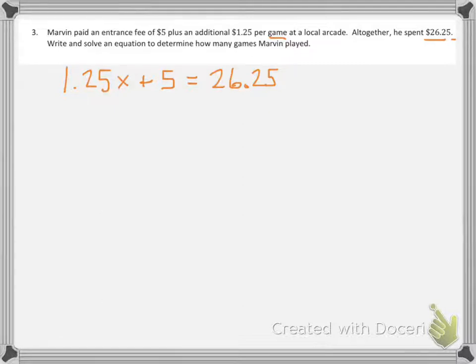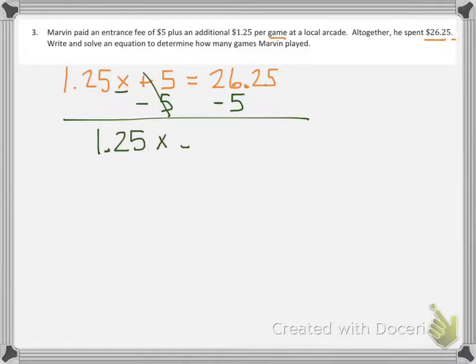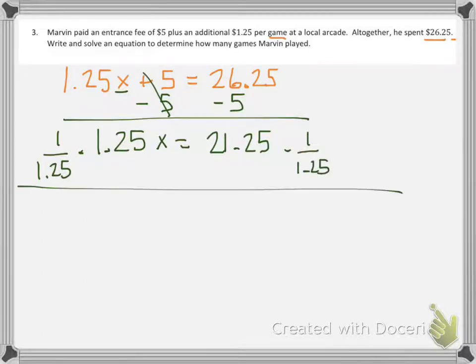So let's go ahead and do that. I've got just one variable on the left side, so I can start isolating. Subtract 5 from both sides, and the 5's cancel. I get $1.25 times X is equal to 26 minus 5, which would be $21.25. Then I just multiply by the reciprocal, 1 over 1.25, and that isolates my variable. I get X equals 21.25 divided by $1.25, which is equal to 17.